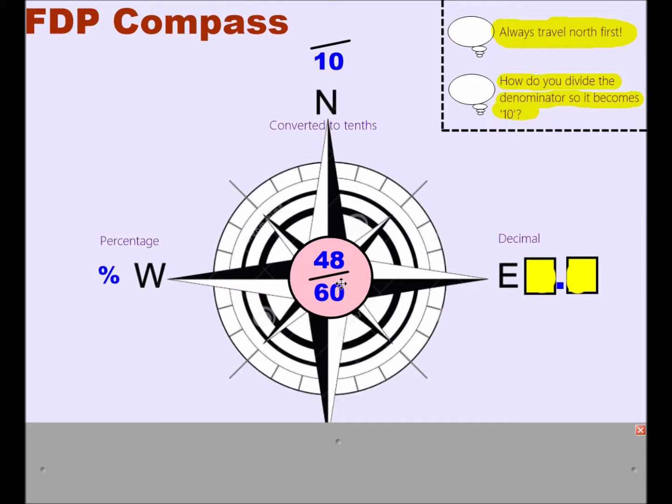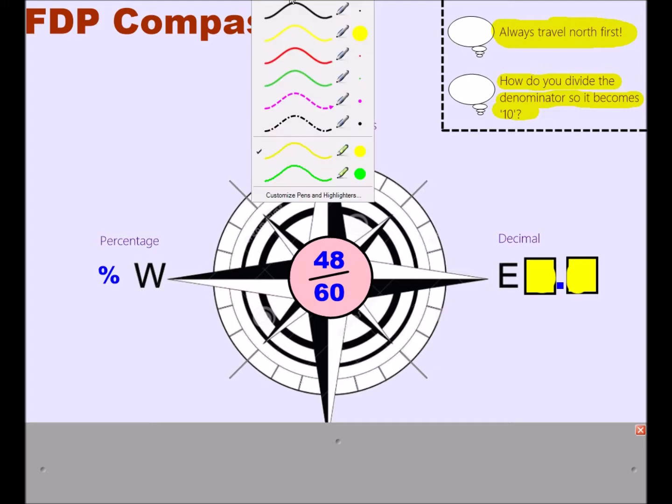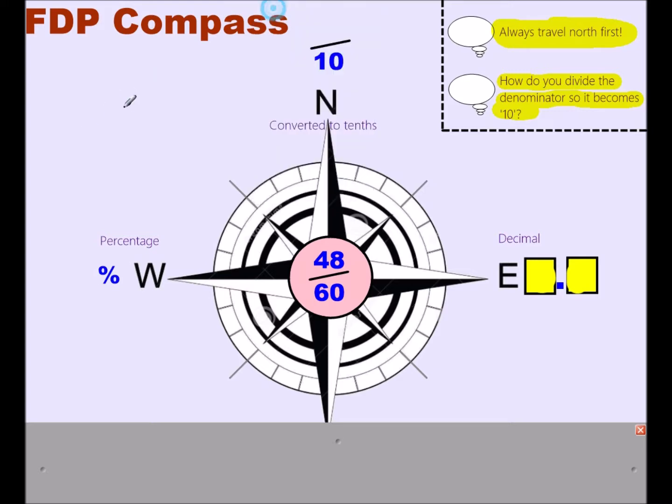So it's asking that other important question: how do you divide the denominator so it becomes 10? So I'm asking myself the question, what would I do? How would I divide 60 to make it 10? And if I remember that 60 divided by 6 equals 10, I will just note down that I'm dividing by 6 to convert my fraction. So then I can do 48, and I can divide that by 6. And 48 divided by 6 is 8. So 48/60ths is the same as 8 over 10.